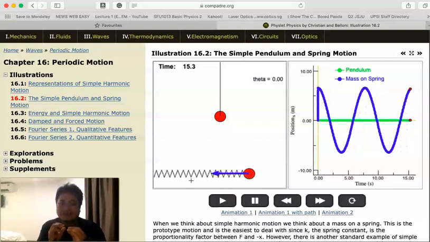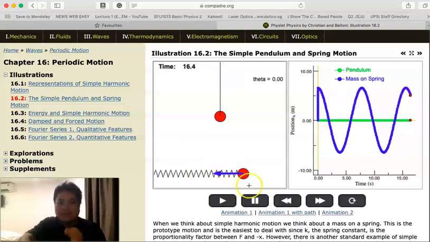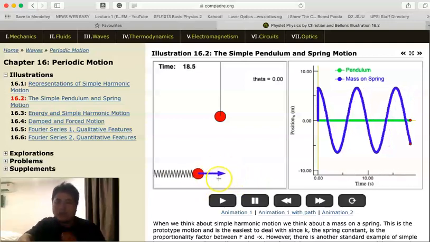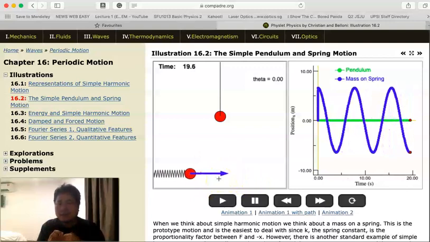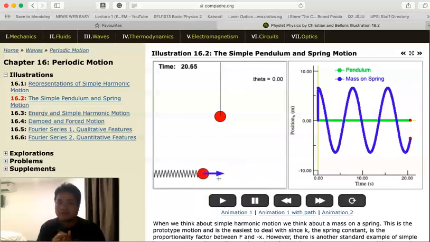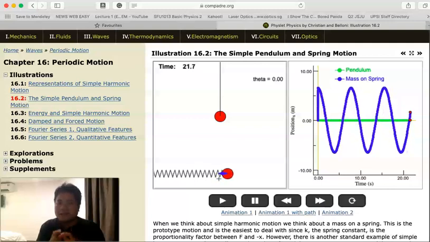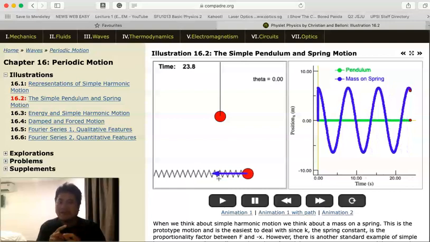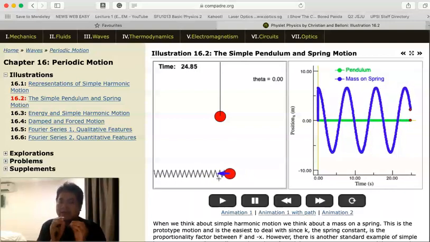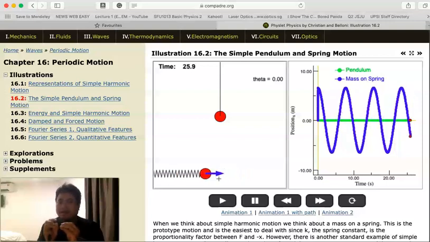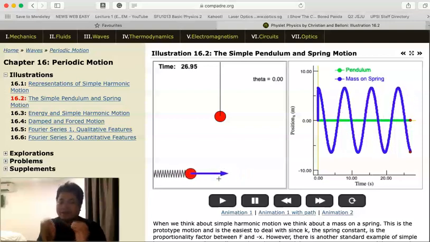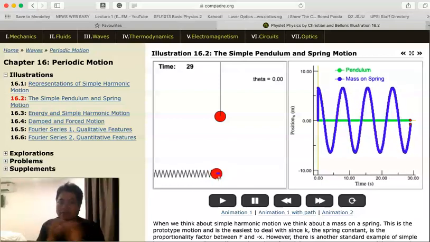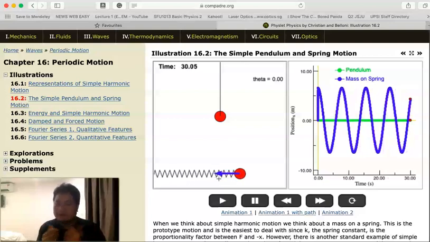All right, so what's the relation? When you see this force, which is represented by the arrow here, when the mass is to the left, the force is to the right, right? And if the mass is to the right, the force is to the left. That means the force by the spring on the mass and the displacement act in opposite directions. That is the first thing about the direction.